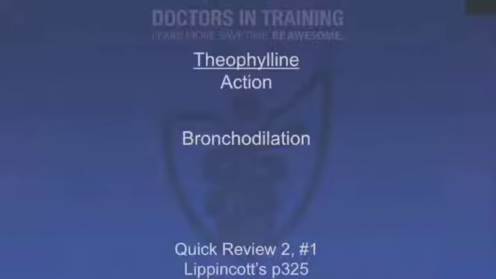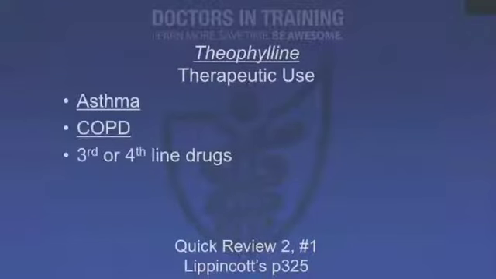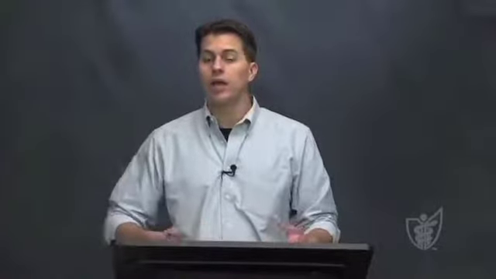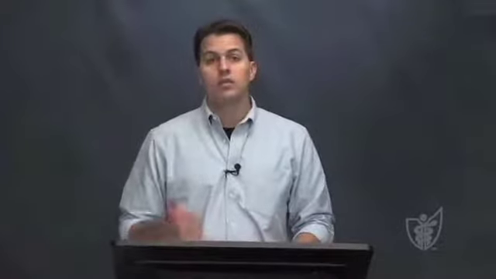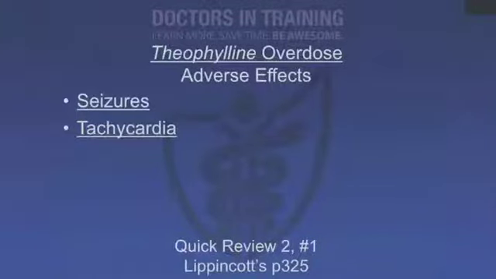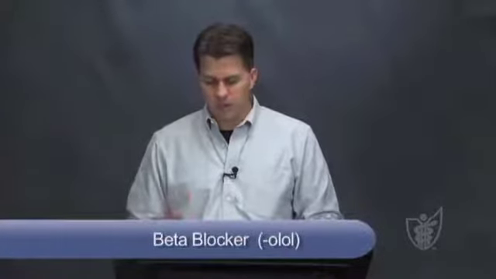Methylxanthines like theophylline, these are bronchodilators also. They can be used to treat asthma. They can also be used to treat COPD. These are more like third or fourth line drugs. If nothing else is working for your asthma, or if nothing else is working for your COPD, you might reach for theophylline. Why? Again, it has a very narrow therapeutic index. It can be dangerous. In particular, what can it cause? Two main things I want you to know for theophylline overdose. Highly testable. Seizures and tachyarrhythmias. So seizures and tachycardia. How would you treat a tachycardia due to theophylline? You would give a beta blocker. We'll talk more about that in a little bit.